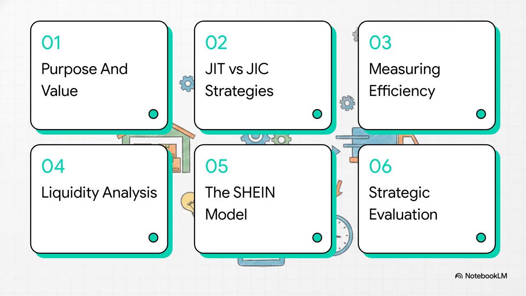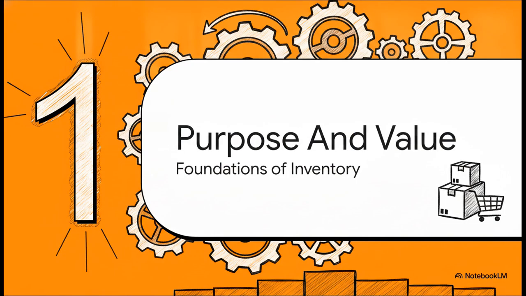Here is our roadmap for the explainer. We'll quickly cover purpose and value, JIT versus JIC strategies, measuring efficiency, liquidity analysis, the Sheen model, and finally, strategic evaluation. Section 1. Purpose and value.